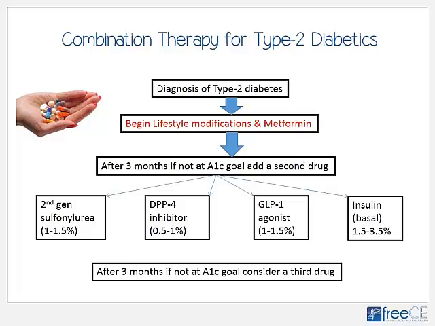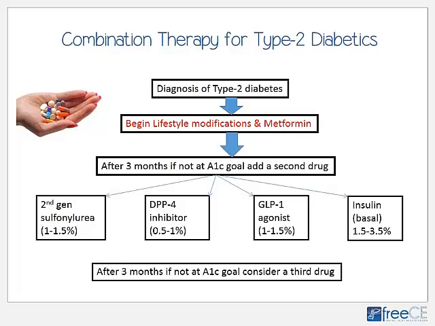At the first appointment, when the diagnosis of type 2 diabetes is made for a patient, we want to begin lifestyle modifications, diet and exercise, as well as metformin therapy. Now, keeping in the back of our minds, only 7% of our patients are actually going to follow through with those lifestyle modifications for an extended period of time. 93% of the time, they will not. We still never give up. We still need to encourage lifestyle modifications.